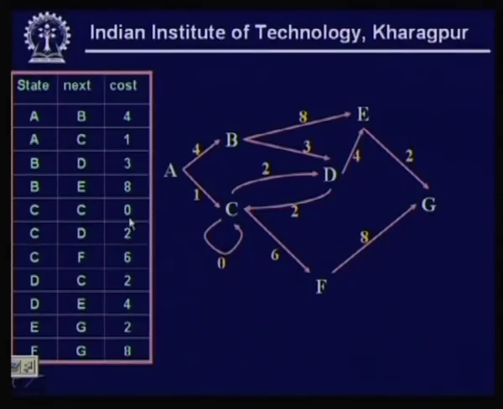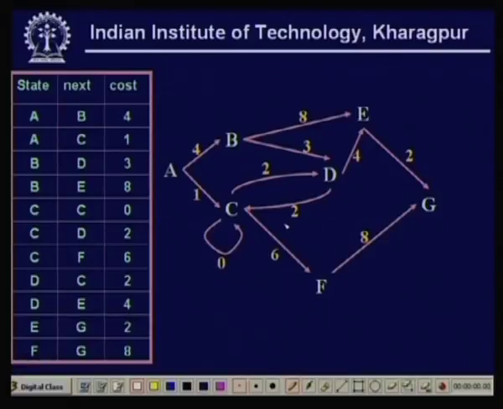Now, let us go back to this table representing the transition. So, A to B we have an edge with a cost of 4. So, this is a graphical representation of the same table. A to B there is an edge with cost 4, A to C there is an edge with cost 1, B to D has cost 3, B to E has cost 8, C to C has cost 0, C to D has cost 2, then C to F has cost 6, D to C has cost 2, D to E has cost 4, E to G has cost 2, and F to G has cost 8. So, this is a representation of the state space for this problem.